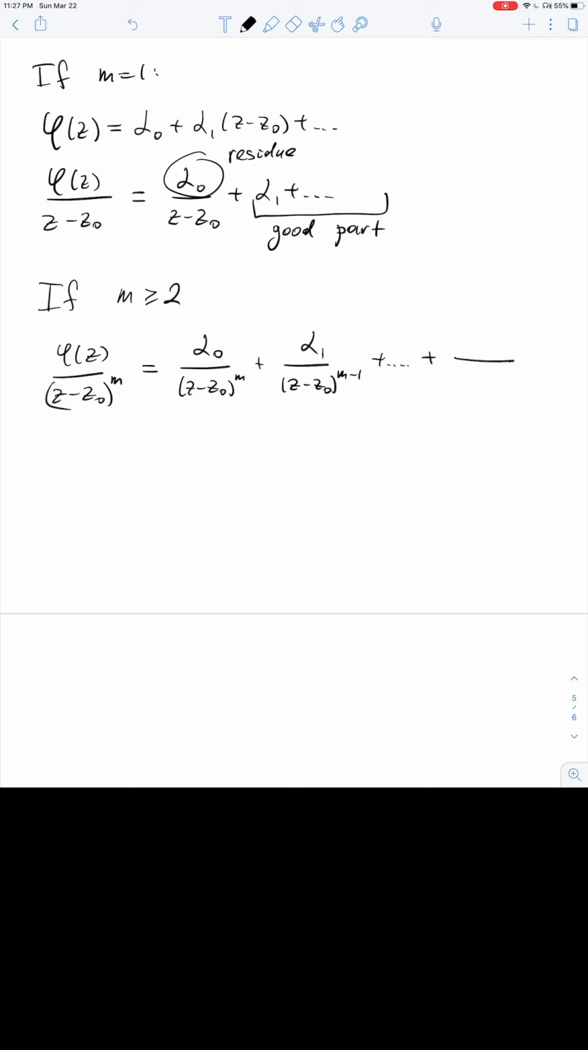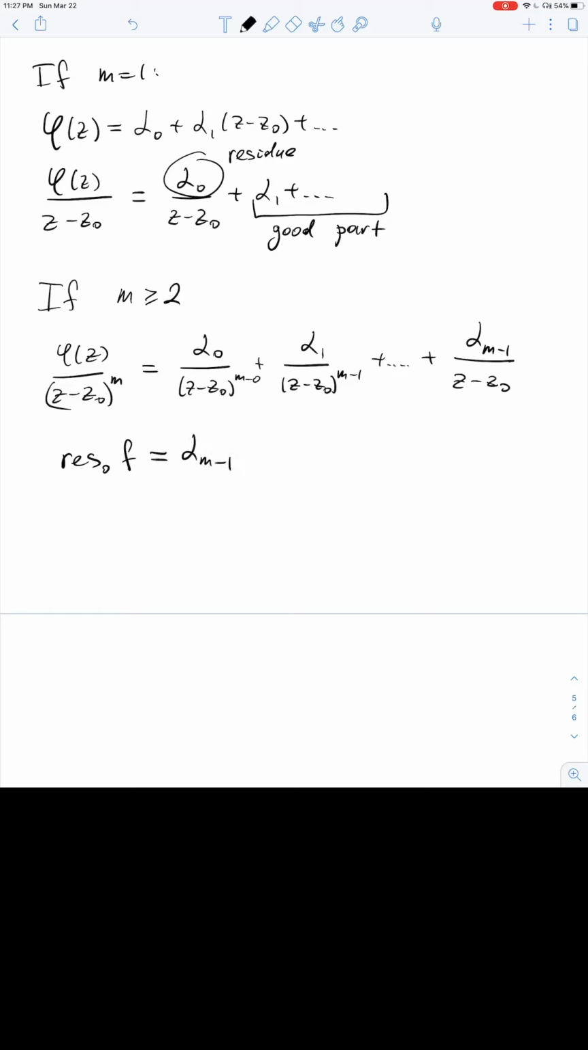And what's going to happen when we have z minus z0? Well, right here we have m minus 0, alpha 0, m minus 1, alpha 1. So here we'll have alpha m minus 1. Okay, so the residue at z0 of f is alpha m minus 1.